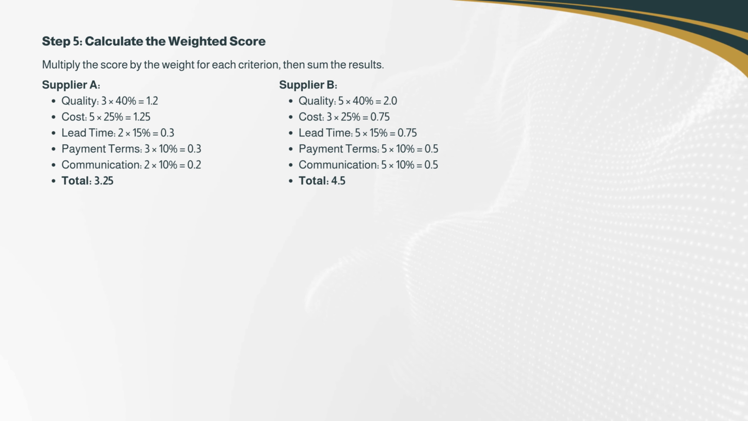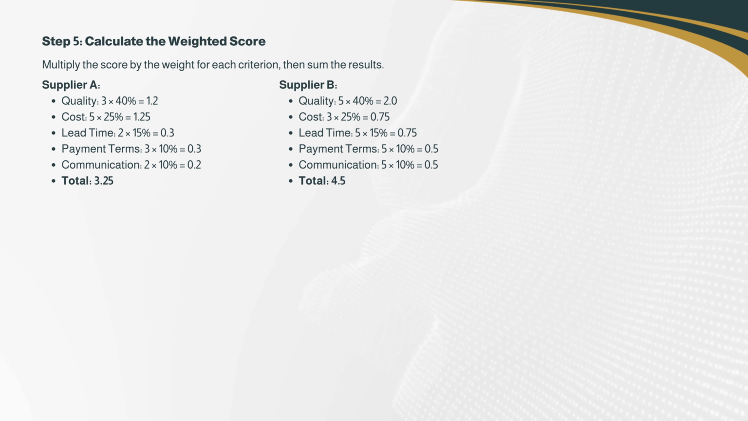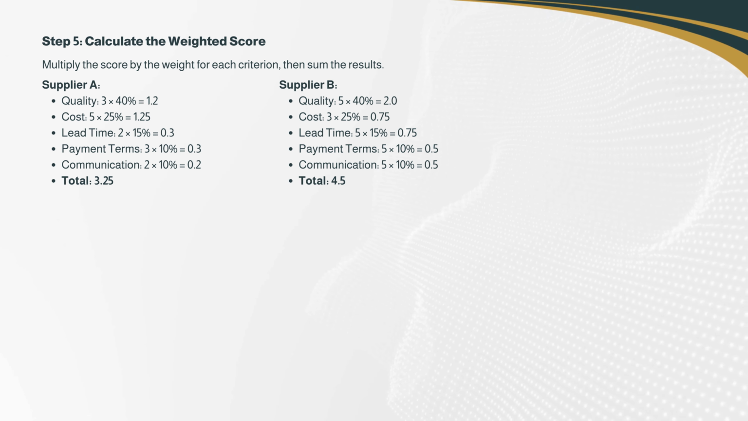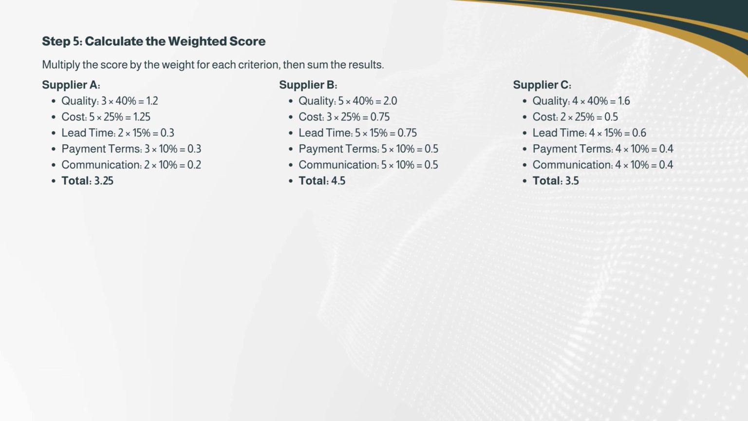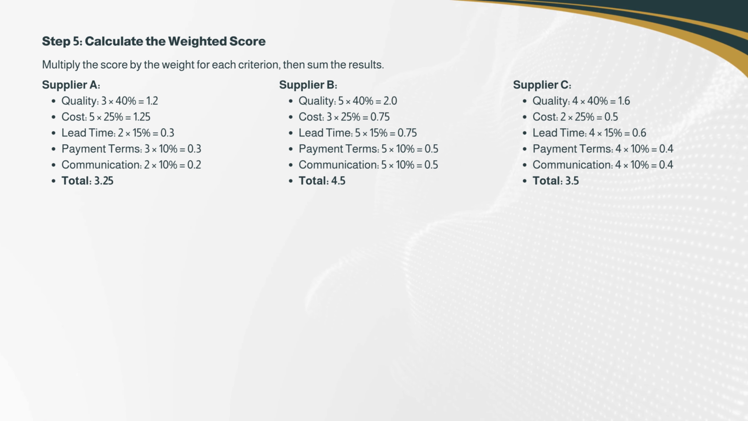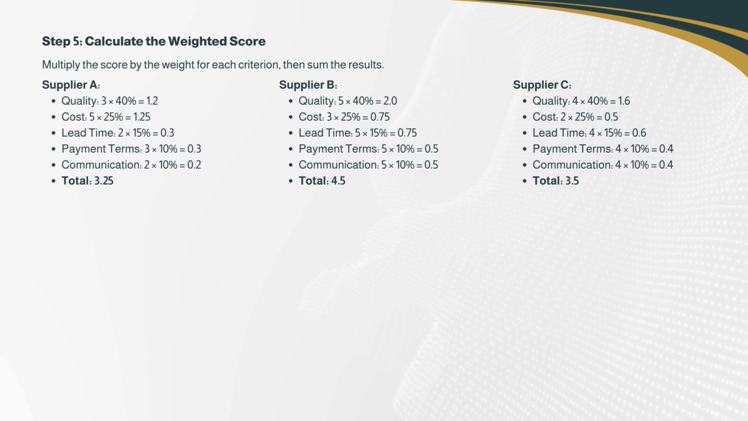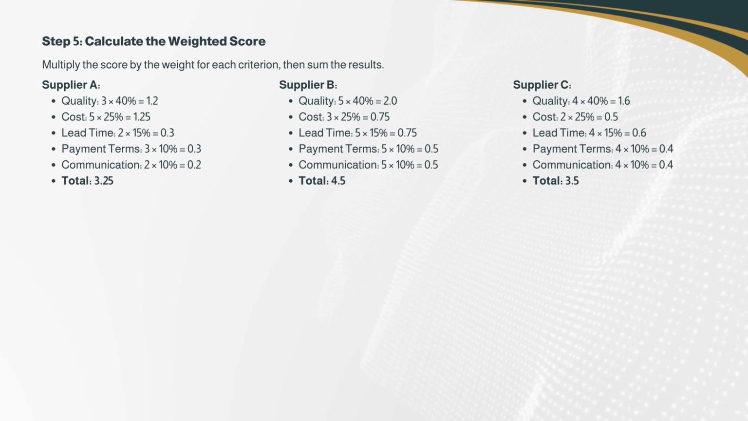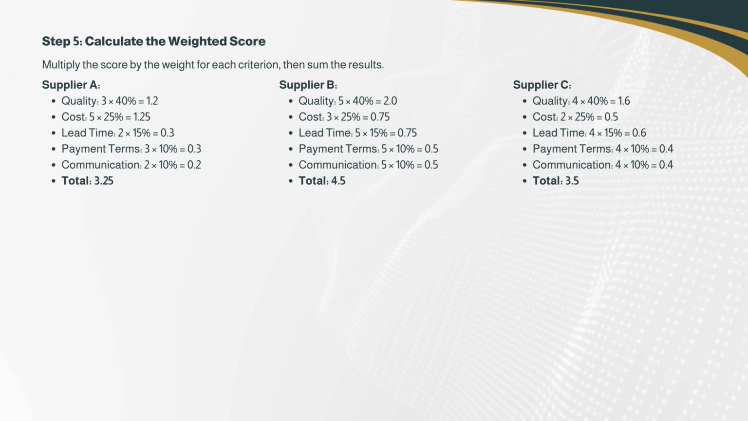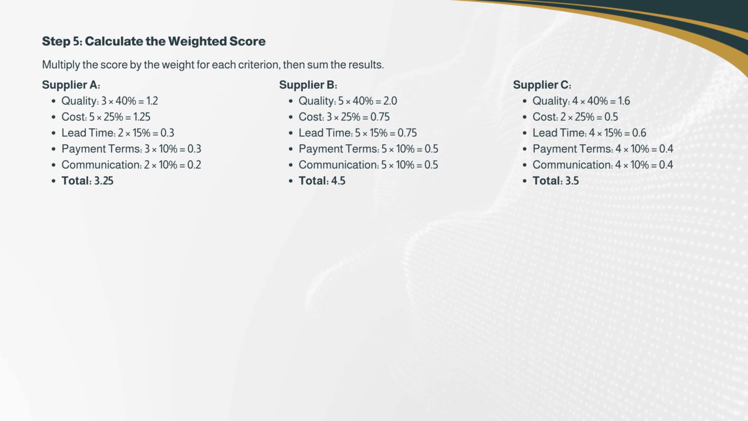Supplier B. Quality. 5 times 40% equals 2.0. Cost. 3 times 25% equals 0.75. Lead time. 5 times 15% equals 0.75. Payment terms. 5 times 10% equals 0.5. Communication. 5 times 10% equals 0.5. Total. 4.5.